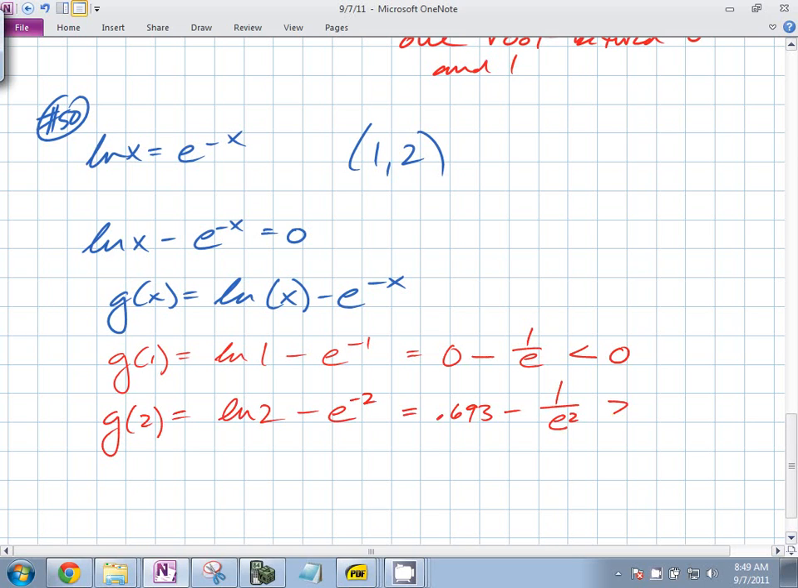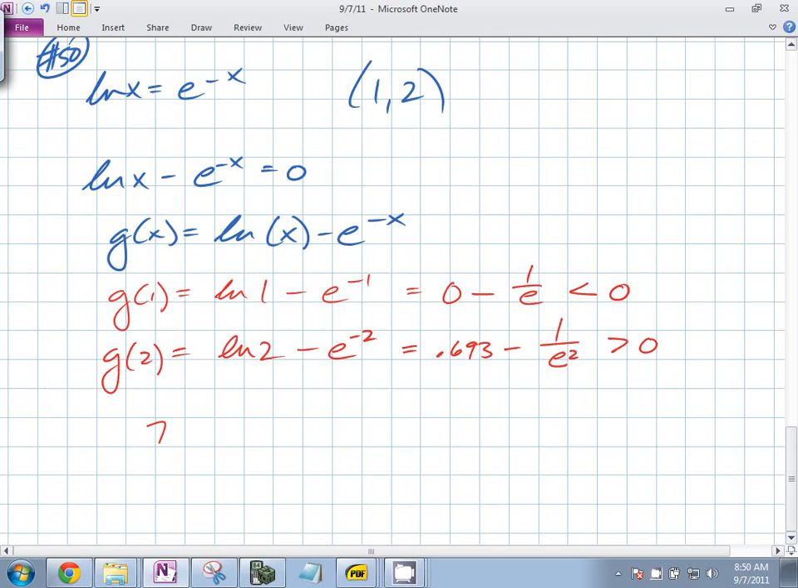Yeah, you need your calculator a little bit, but you can use some logic. You basically need to know that the power of e that equals 2 is going to be greater than 1 over e squared. So it's positive. So what do we now know? There exists a c value contained in 1 to 2 such that g of c is equal to 0.